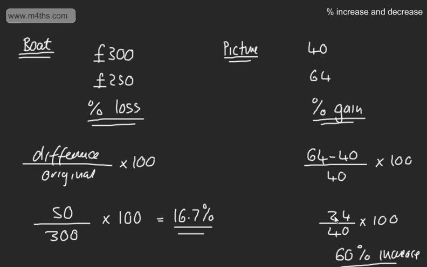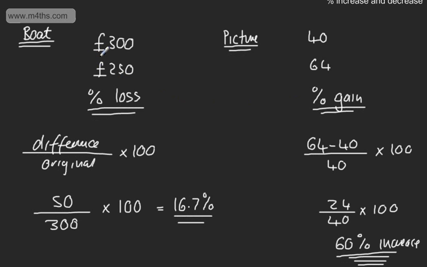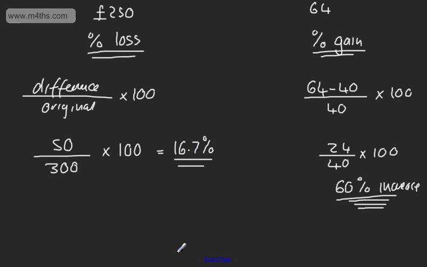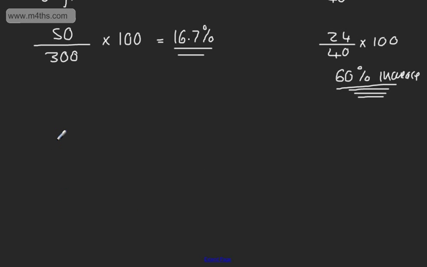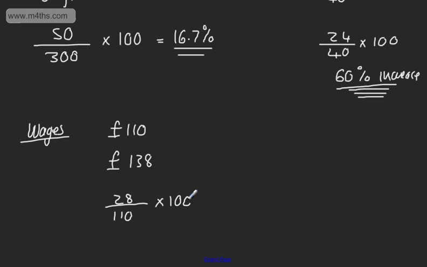So this is looking at an increase or decrease in the value as a percentage. This is an example of a loss. This is an example of a gain. So if we did another example, let's say we had some wages, and we said that one week we were paid £110. The following week we were paid £138. The difference now is going to be 28. The original is going to be 110, and we would multiply by 100.